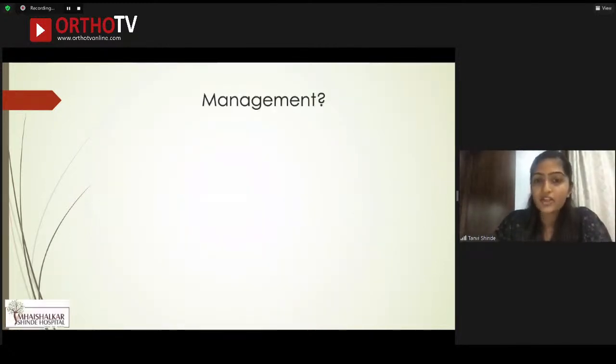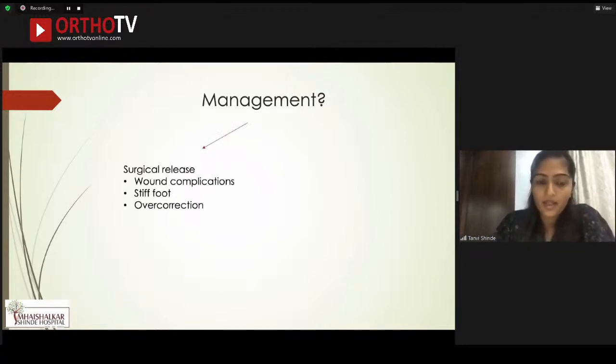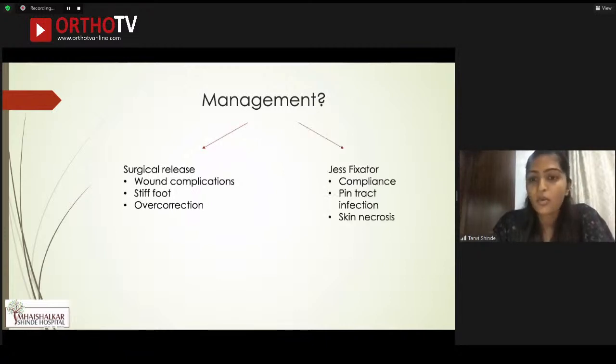So what were the management options? This patient presented to us around 10 years back, and he was hundreds of kilometers away from us. Surgical release was associated with wound complications, stiff foot, and overcorrection, while the choice of JES fixator was associated with poor compliance, pin tract infection, and skin necrosis.